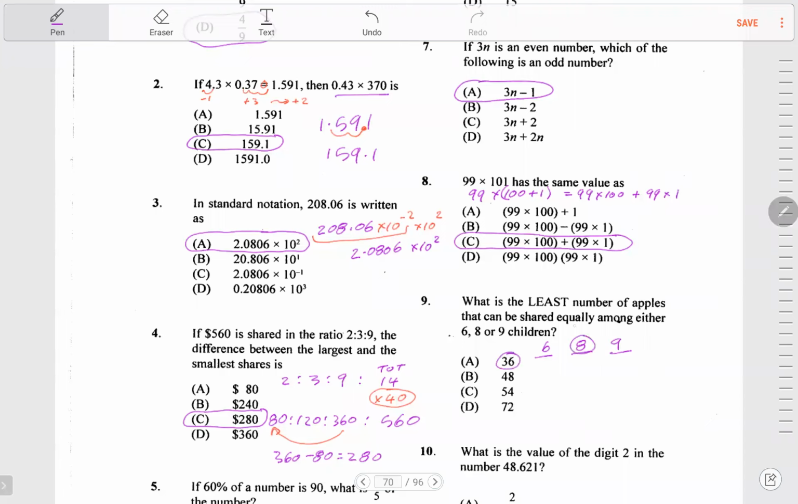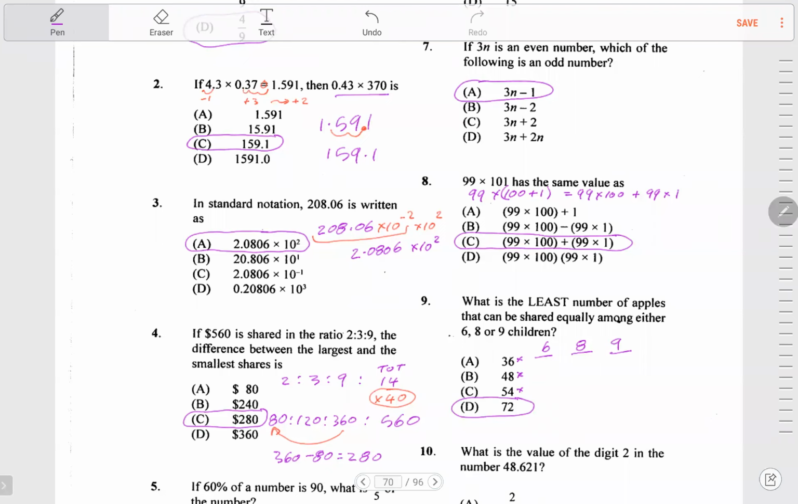36 is not a multiple of 8, so that one is out. We can use a process of elimination. 48 is not a multiple of 9, so that one is out. 54 is not a multiple of the 9 as well, so that one is out. The 72 is a multiple of all of them. So the 72 is the answer.